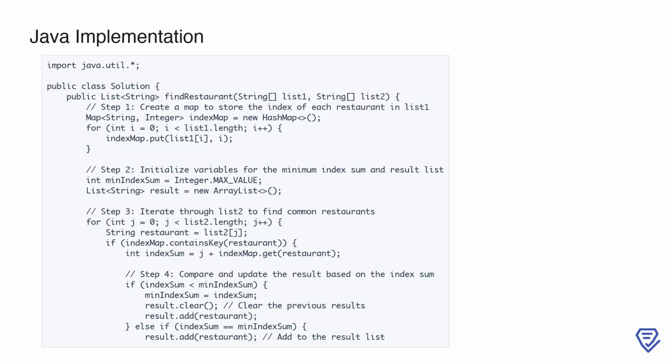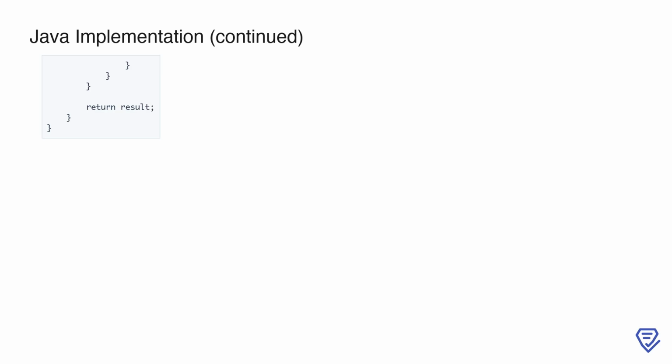index sum. If the calculated index sum is less than the current min index sum, we update min index sum to this new value. We also clear the result list to remove any previously stored restaurants, as the new minimum index sum takes precedence. Then, we add the current restaurant to the result list. On the other hand, if the index sum matches the min index sum, we simply add the restaurant to the result list without clearing it, since it shares the same minimum index sum.